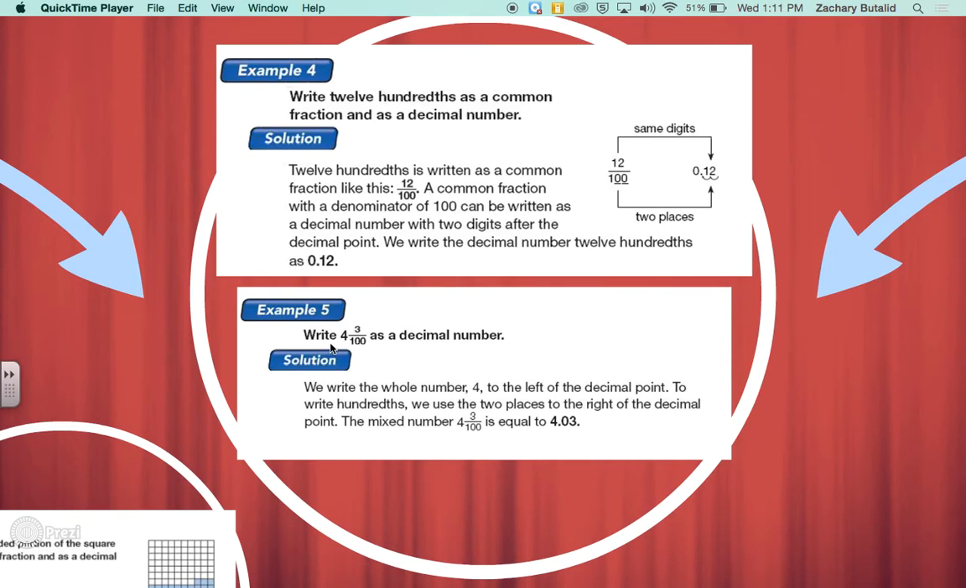And then we're going to write 4 and 3 hundredths as a decimal, for example number 5. So remember, 4 is the whole number, so that goes on the left side of the decimal. And then the hundredth spot, we have a 3 in the hundredth spot. So that means there's nothing in the tenth spot. So what's going to happen is that we have 4 and 0 tenths and 3 hundredths. All right, and that's how you would write it here.